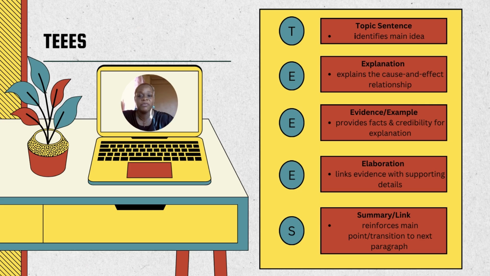Now, we're going to be deciphering the acronym TEES and how it helps to develop a body paragraph. First, we have T, which stands for topic sentence. This identifies the main idea. Then we have E, explanation. This explains the cause and effect relationship. E, evidence or example. This provides facts and credibility for the explanation. E, elaboration. This links evidence with supporting details. And finally, S, for summary or link. This reinforces main points or transitions to the next paragraph.